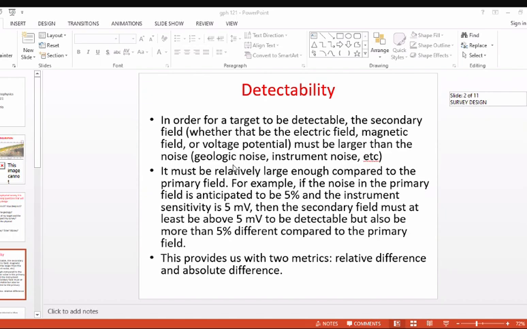Okay, good morning, sir. Yeah, how are you? Can you hear me? Yeah, I can hear you. Okay, sir, I wanted to ask whether there is a specific distance between the transmitter and the receiver.